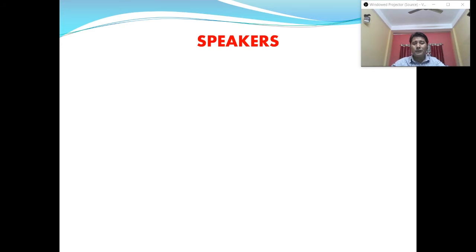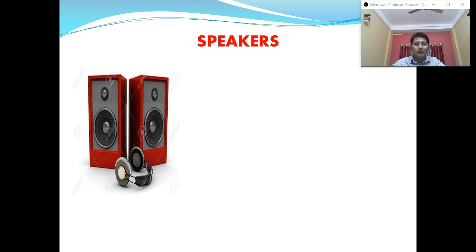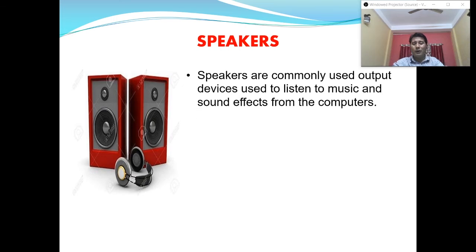Now let us see the next output device, that is a speaker. All of you know about the speaker very well. Speakers are generally used to give sound through the monitor, or if you want to listen to music. This is the image of a speaker and a headphone. Both of these are output devices that are used to listen to music or give sound as an output. Speakers are commonly used to listen to music and the sound effects from the computer.